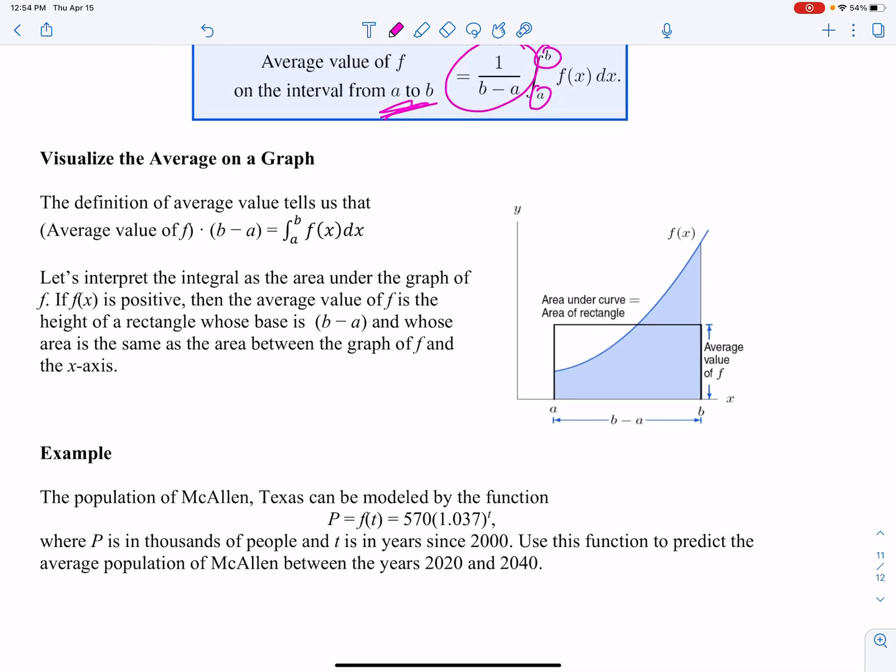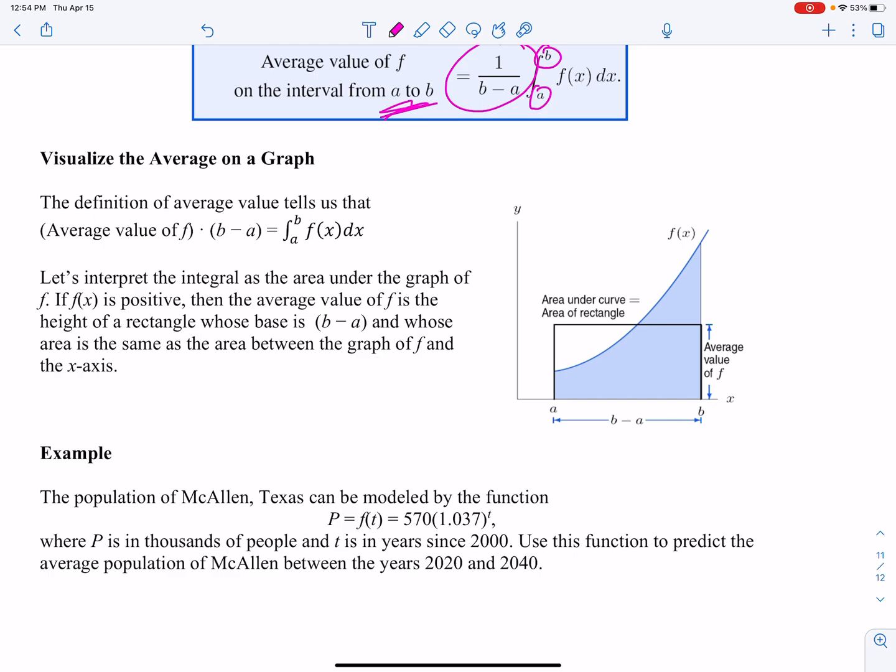So visualize the average on a graph. The definition of average value tells us that the average value of f times b minus a equals the integral from a to b of f of x dx. Interpret the integral as the area under the graph of f. If f of x is positive, above the x-axis, then the average value of f is the height of the rectangle whose base is b minus a, and whose area is the same as the area between the graph of f and the x-axis.